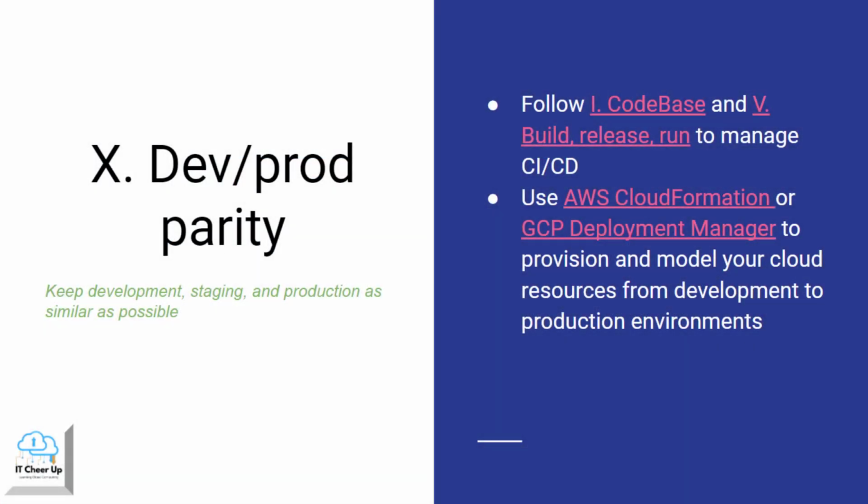Number 10, dev/prod parity. The 12-factor app is designed for continuous deployment by keeping the gap between development and production small. You should follow the codebase and the build, release, run factors to manage CI/CD. You can also use AWS CloudFormation or GCP Deployment Manager to provision and model your cloud resources from development to the production environments.